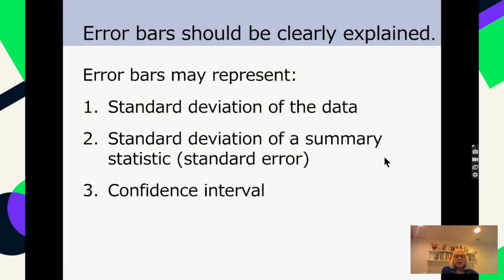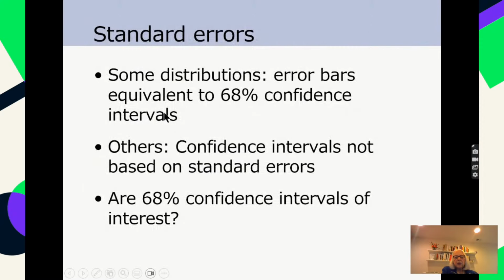Another problem we regularly see in graphs is that error bars are not explained. The error bar could represent the standard deviation of the data. It could represent the standard deviation of a summary statistic, which, if it's the standard deviation of the mean, is called the standard error. It could be a confidence interval. And in some distributions, the error bars are equivalent to 68% confidence intervals. Others, the confidence interval is not based on the standard deviation.